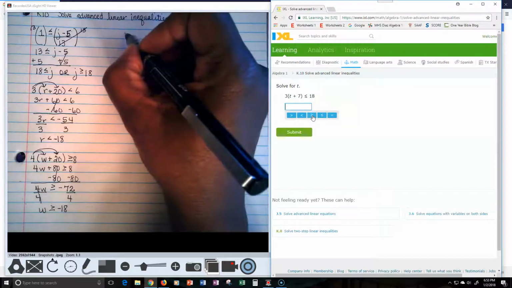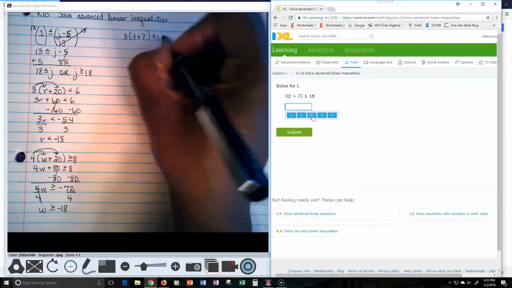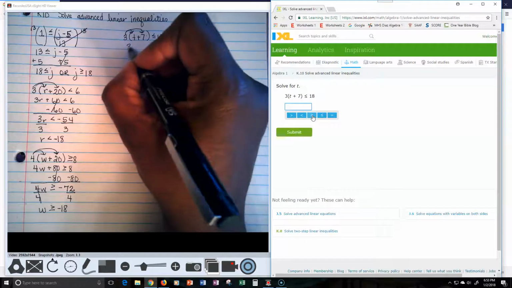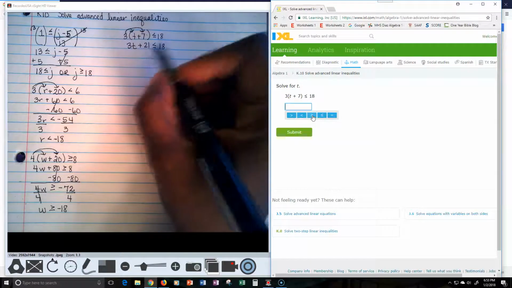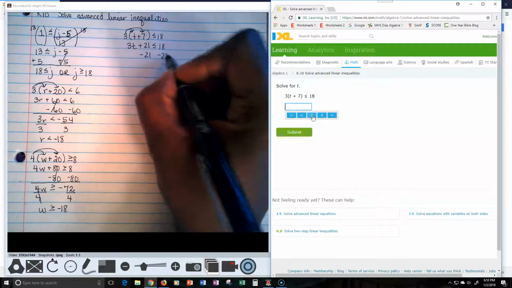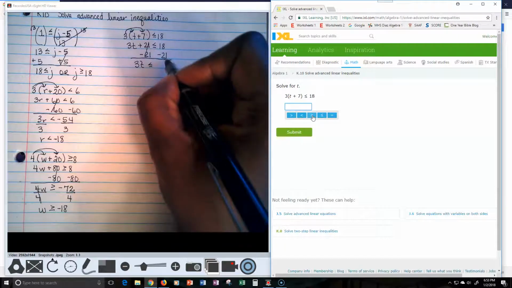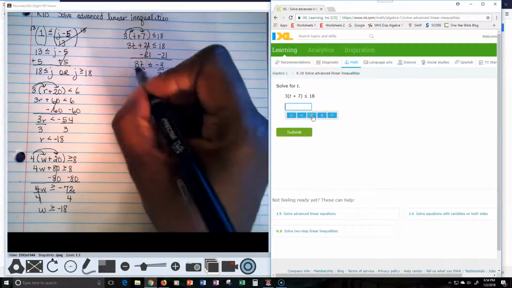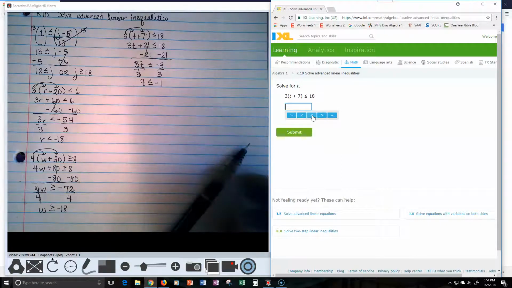Alright, and now we've got 3 times T plus 7 is less than or equal to 18. So we've got 3 multiplied by T and then 3 multiplied by 7. So 3T plus 21 is less than or equal to 18. I want T alone, so I'm going to subtract 21 from both sides of the inequality so that I can start isolating the T or getting it by itself. 18 minus 21 is negative 3. I'm going to divide by 3 on both sides of the inequality. I'm left with T is less than or equal to negative 1.